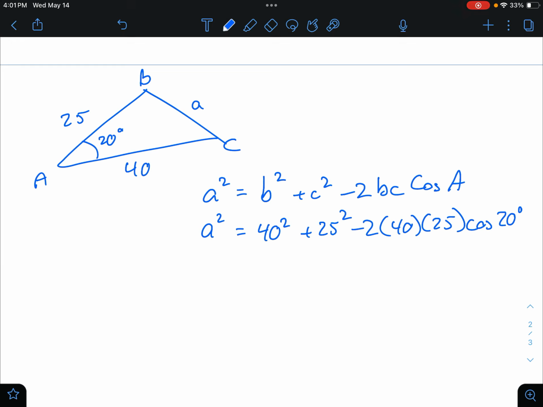Now, there's a lot of numbers here. I would advise you not to try to type all this in one shot. I always like to do one piece at a time and sort of build it up, okay? So the way I would do this is I would use my calculator and punch in 40 squared. That gives me 1,600. Then I would do 25 squared. That gives you 625. And then what I would do here is I would go negative 2 times 40 times 25 times cos 20. Do all of that last thing in one chunk.